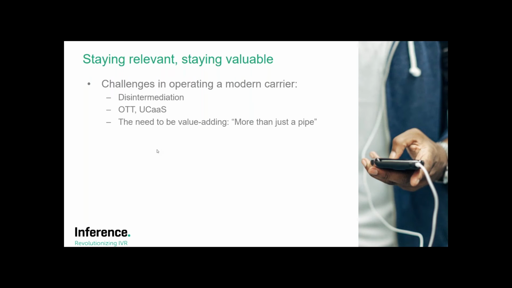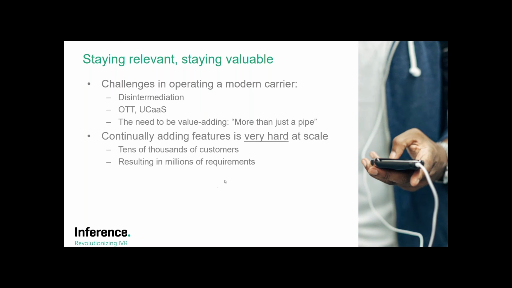That's really quite a big threat to carriers, and in fact, some carriers have gone to the extent of acquiring UCaaS platforms to extend their platform to support those sort of functionality. But the challenge here is to be value-adding and be more than just a pipe. So how do you do that? Well, you do that by offering really compelling services on the end of your network. The problem though is that adding features is really hard when you're at scale. So if you're a tier 1 or a tier 2 carrier and you've got tens or hundreds of thousands of different customers, you've effectively got millions of end customer requirements that you need to be mindful of when you upgrade, modify your core network.